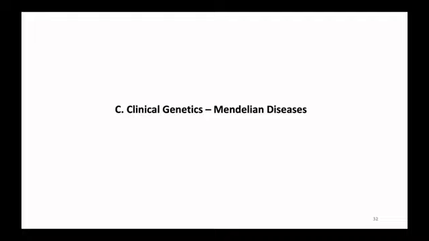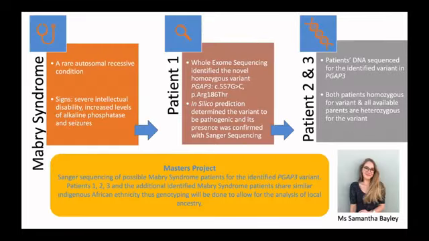So let's move a bit more to clinical genetics. I'm involved in a master's project, Samantha Bailey. She is looking at a rare autosomal recessive condition called Mabry syndrome. It results in severe intellectual disability, increased levels of alkaline phosphatase, and the patients experience seizures. The specific patient was sent to Invitae for a panel for this disease or diseases associated with it, and it came up negative, so it was decided that we were going to send the patient for whole exome sequencing.